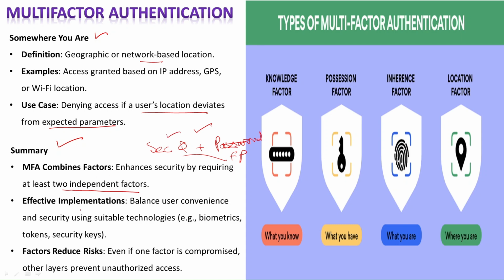Effective implementation balances user convenience and security using suitable technologies, for example biometrics, tokens, and security keys. Multiple factors also reduce risk, even if one factor is compromised. For example, if your password is compromised, other layers prevent unauthorized access, because the attacker still does not have the code that has been sent to your smartphone. In this way, MFA is very hard to compromise because it combines multiple factors.